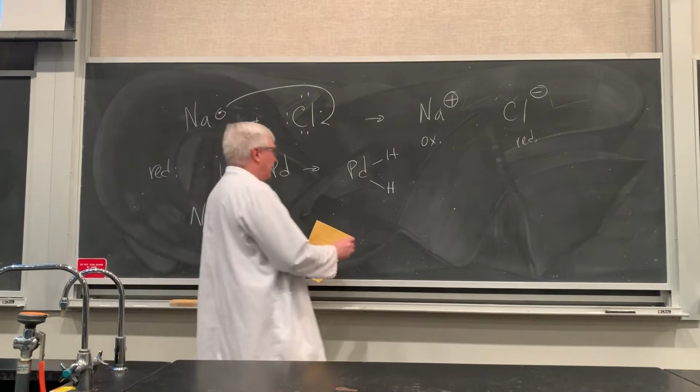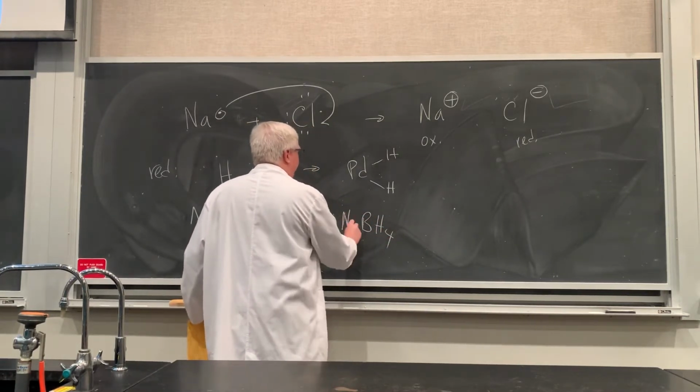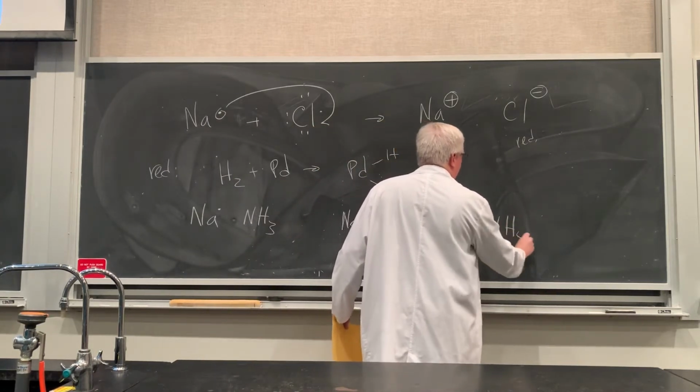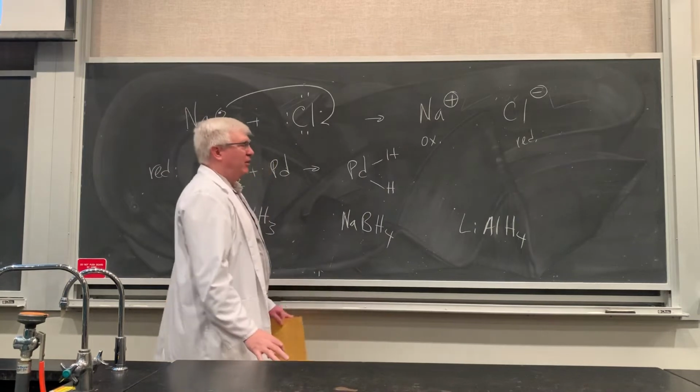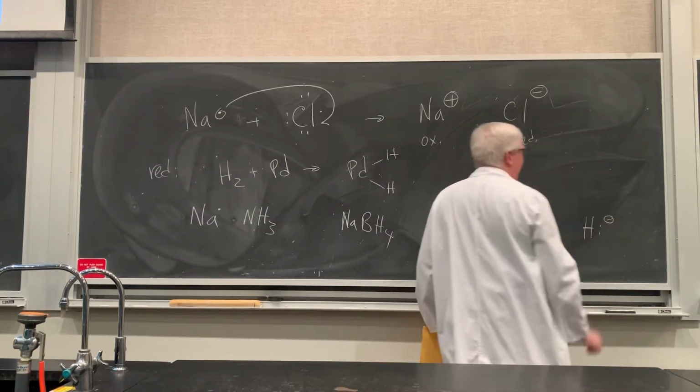Other ones we're going to look at are sodium borohydride and lithium aluminum hydride. Now when we say hydride reagents, what are we talking about? We're talking about H with 2 electrons and a negative charge.